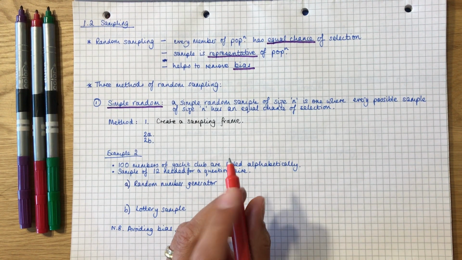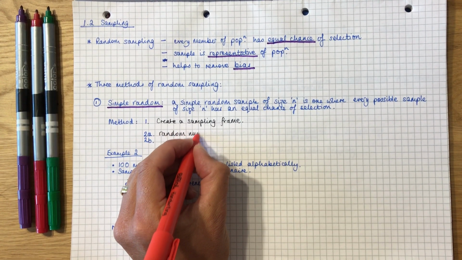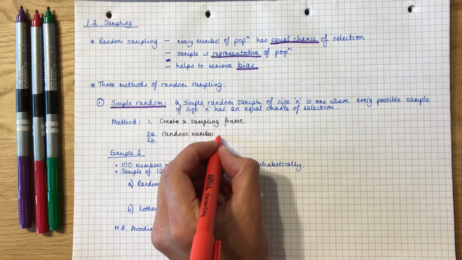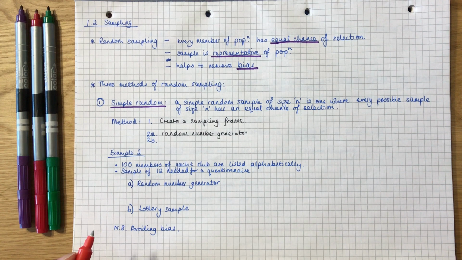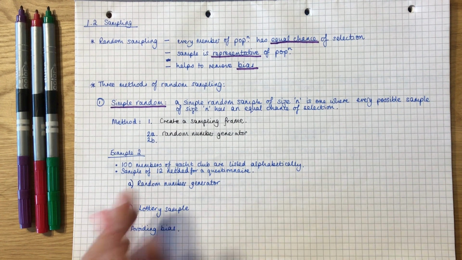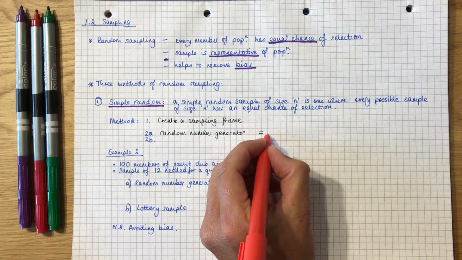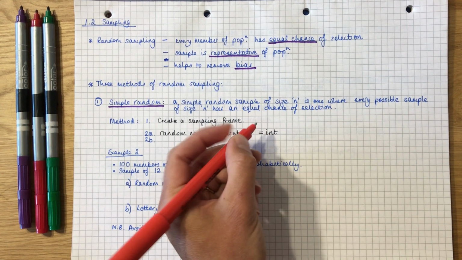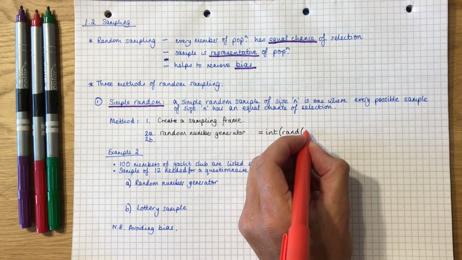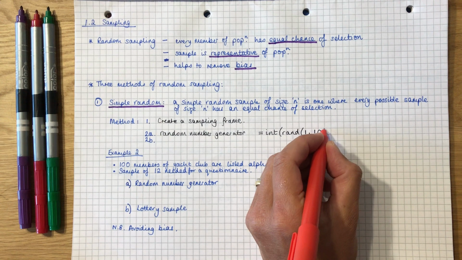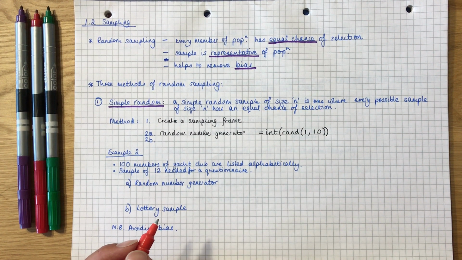You have 2 ways of doing this. The first one is with a random number generator. So let's say, for instance, you have Excel or some kind of spreadsheet program at your disposal. You can do a function that looks a bit like this. You type in equals INT for an integer, RAND, and then you give the limits of your random number. So that would give you a random number between 1 and 10.